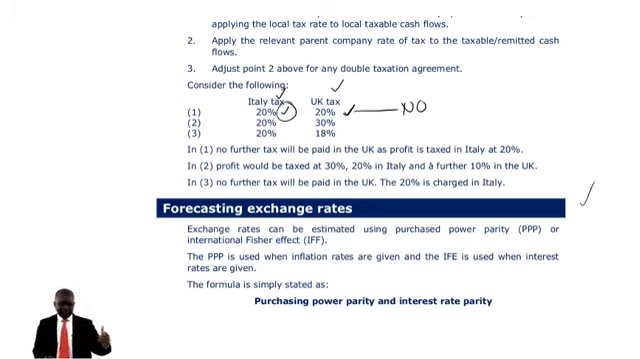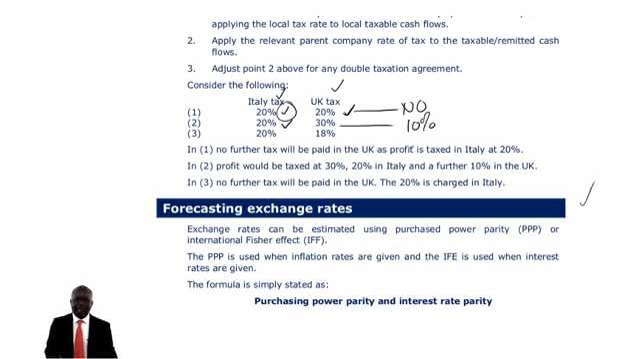Okay, if in Italy the rate is 20% and in the UK the rate is 30%, as I said, the principle is you will have to pay the highest world rate. If I pay 20% in that country, when I come to the UK and it's 30%, the UK taxman will say, because you've paid 20% and there's double taxation, you have to pay extra of only what? 10%. So the extra 10% is what you have to pay in the UK. The 20% had already been paid in that country.